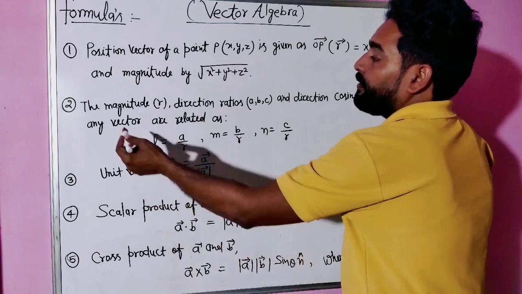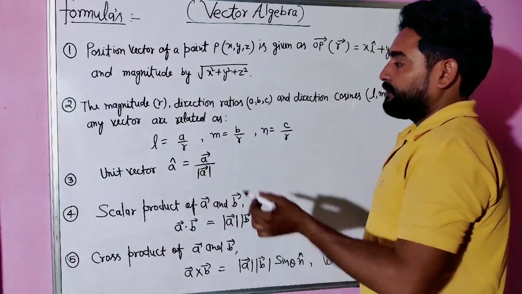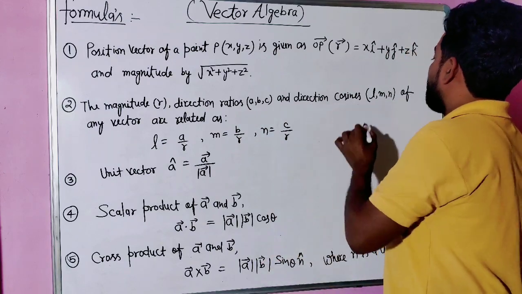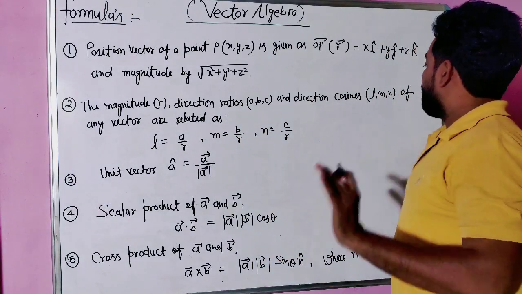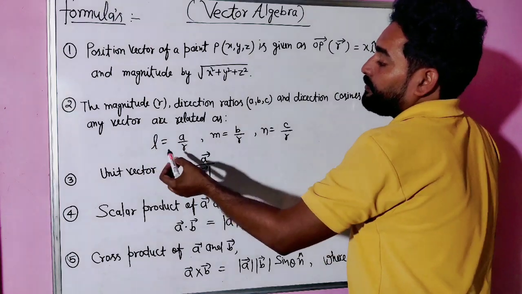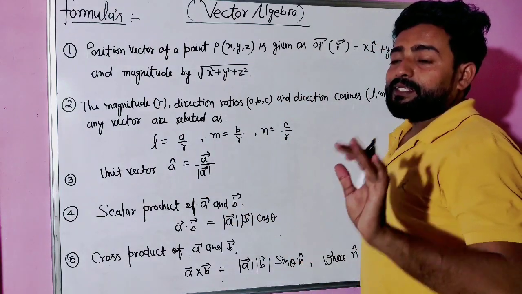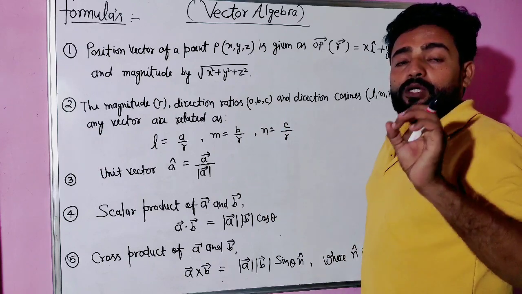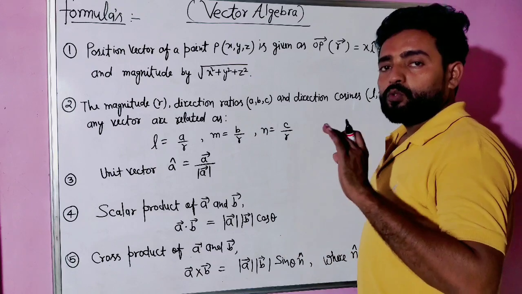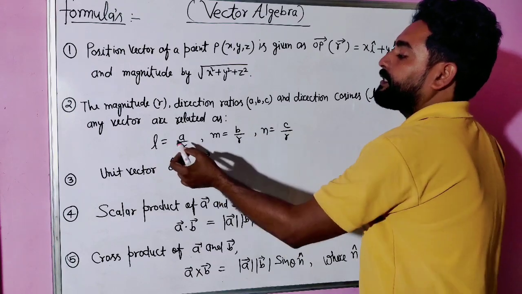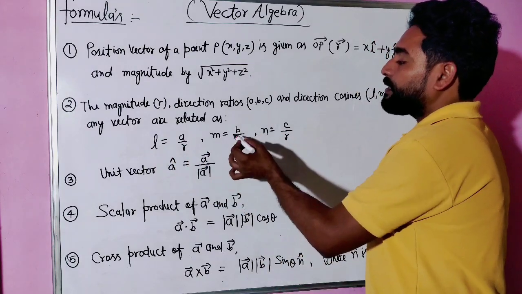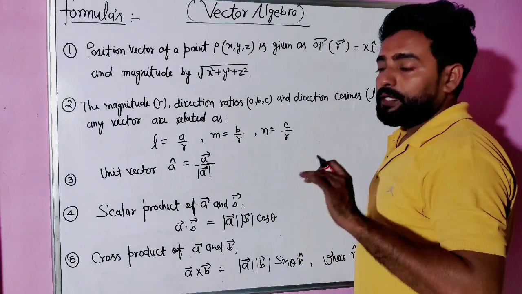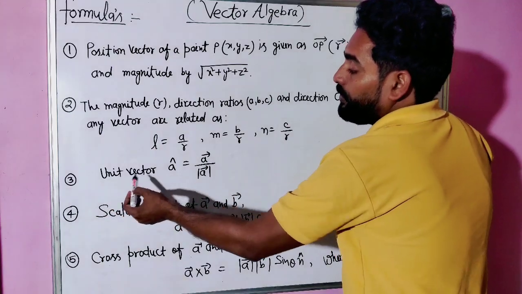And formula number 2, the direction ratios a, b, c and direction cosines l, m, n of any vector are related to its magnitude. If the direction cosines are l, m, n and the direction ratios are a, b, c, then l is equal to a upon r, m is equal to b upon r, and n is equal to c upon r.